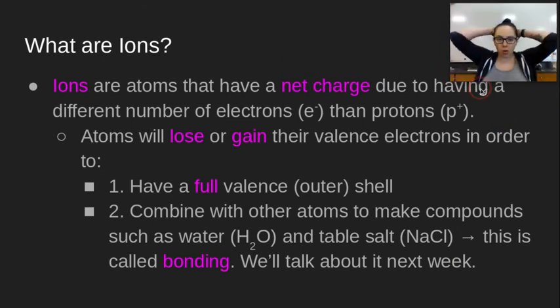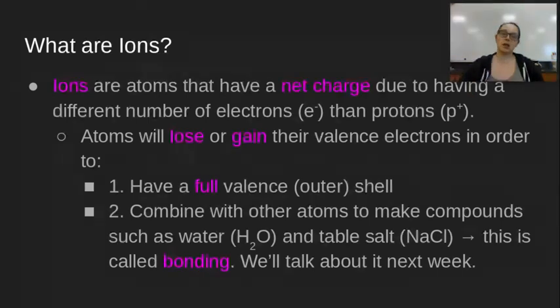So what are ions? Ions are atoms that have a net charge due to having a different number of electrons than protons. So we've always talked about neutral atoms. That means that they have the same number of protons and electrons. Well, now they can be different, okay? Atoms will lose or gain their valence electrons in order to, 1, have a full valence outer shell, right? This is our octet rule right here.